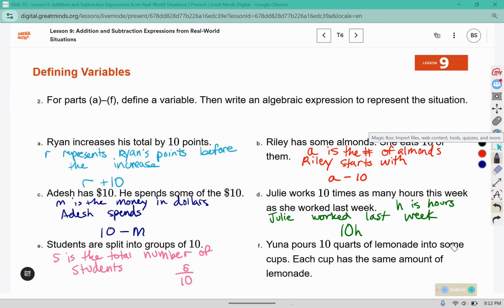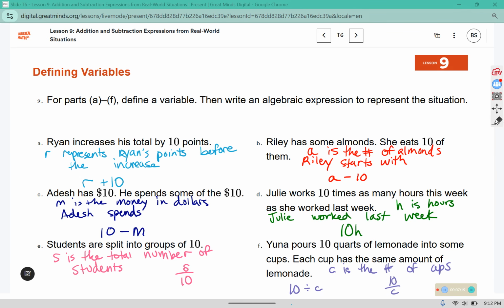Una pours 10 quarts of lemonade into some cups. Each cup has the same amount of lemonade. So C is the number of cups. So 10 quarts is split into some cups. You could also write it as a fraction.